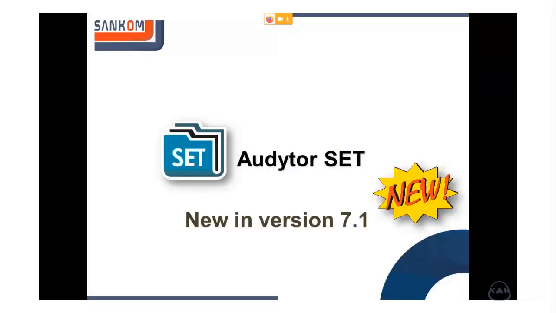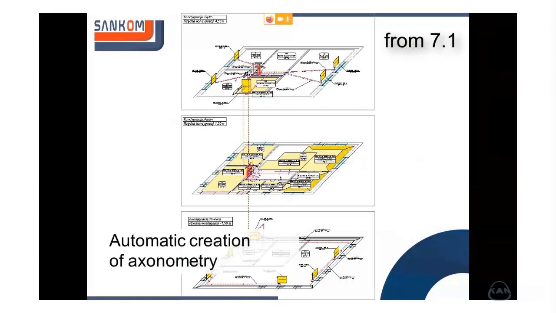And now let's speak about the new features. First, a little bit older ones shortly, so available in version 7.1 already. So the milestone was the axonometrical drawing, and these drawings are prepared automatically by the program. We design only the flat plan views, and the program creates the axonometry automatically.